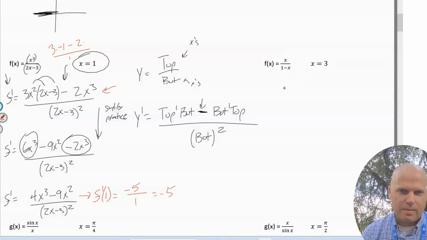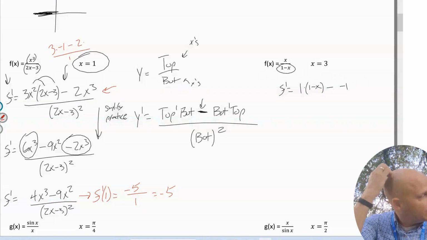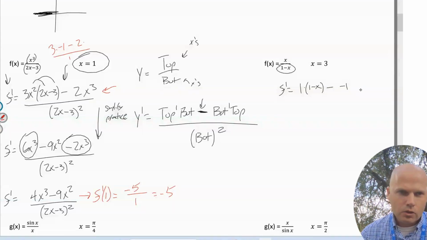All right, x's divided by x's. I need to use the quotient rule. Slopes of the top times the bottom minus the slopes of the bottom. Be careful. What are the slopes of 1 minus x? The slopes of 1 minus x is -1. The slopes of 1 is 0. The slopes of -x is -1. Slopes of the bottom times the top, all over the bottom squared.